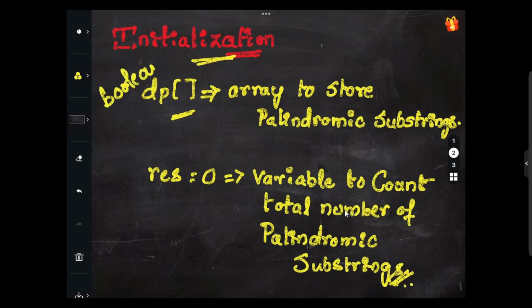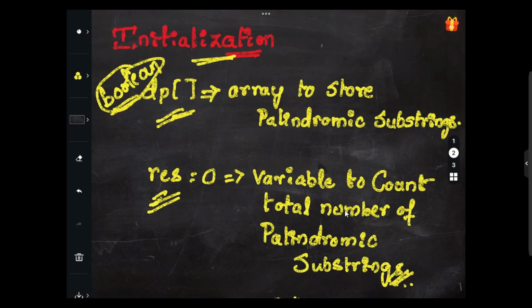Why is this a Boolean DP array? Because if it is a palindromic substring, then we have to increment the result. If it is not a palindromic substring, then what will we do? We will just keep the result as it is, right? So we can consider this as a Boolean DP array, or just a DP array, just to store the palindromic substrings.